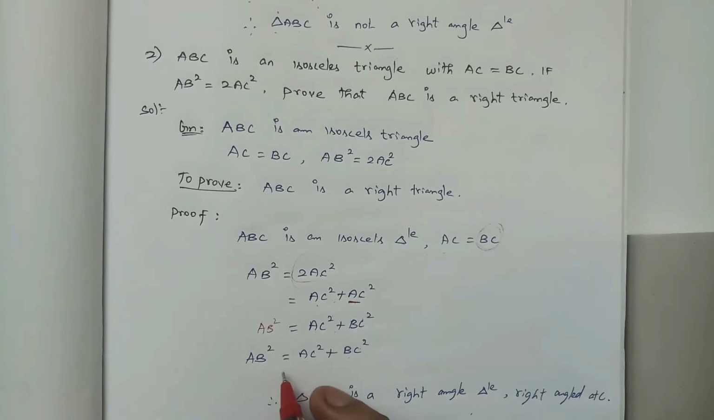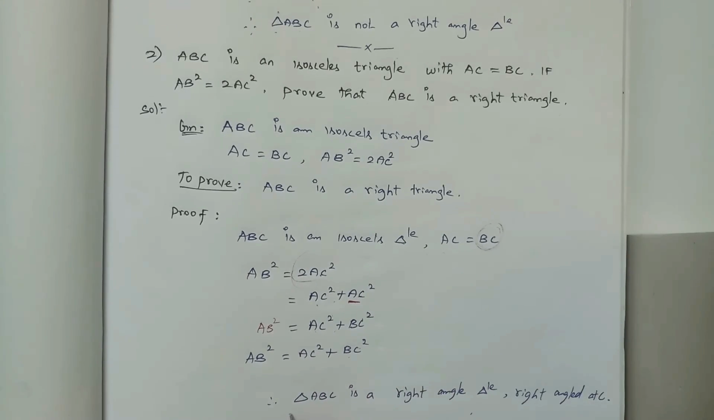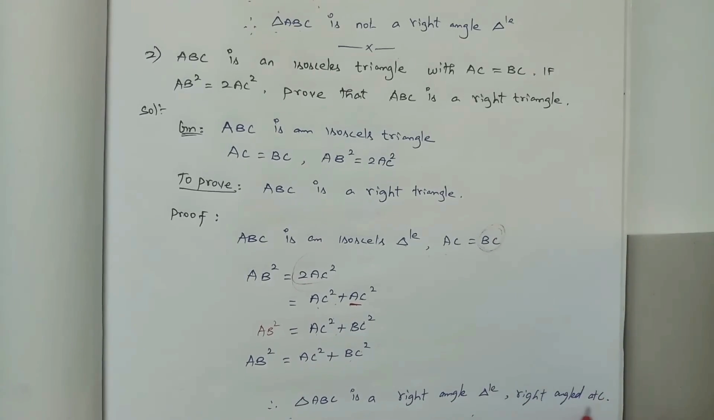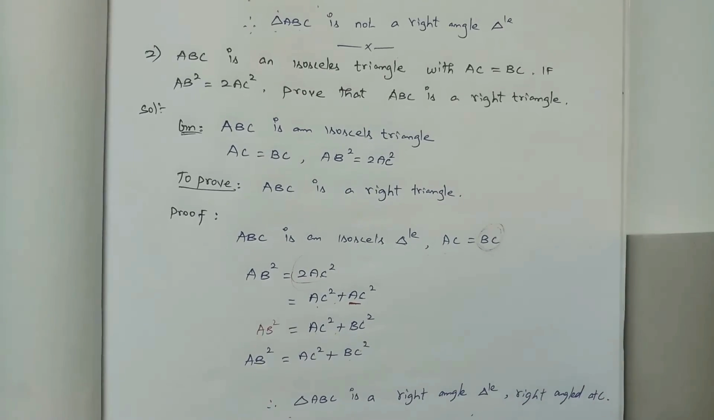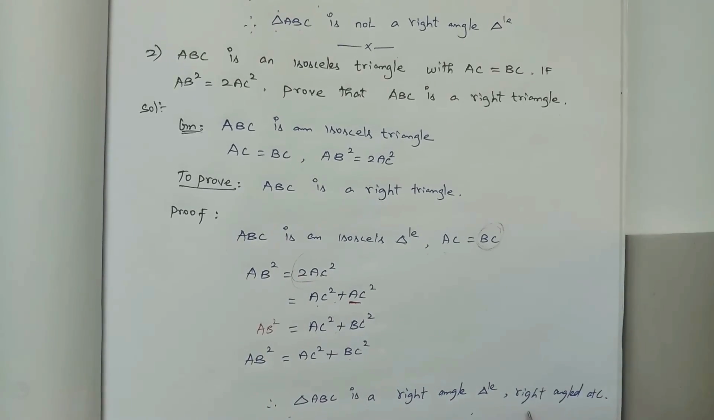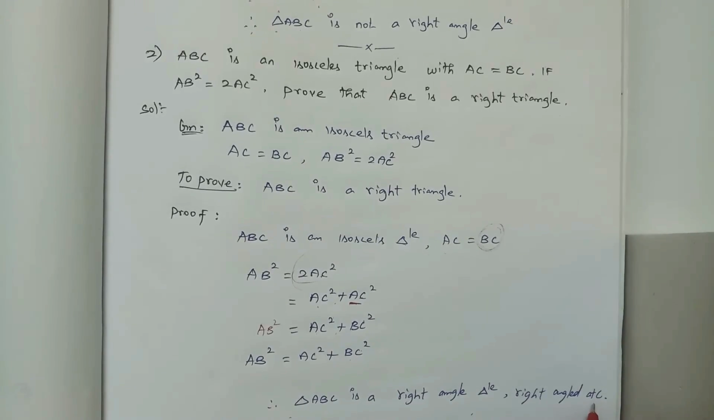When will this be applicable? When a triangle is a right angle triangle. Therefore, triangle ABC is a right triangle, right angled at C. How am I saying this? Actually, I didn't draw the diagram, but I am saying that in triangle ABC, angle C is a right angle.